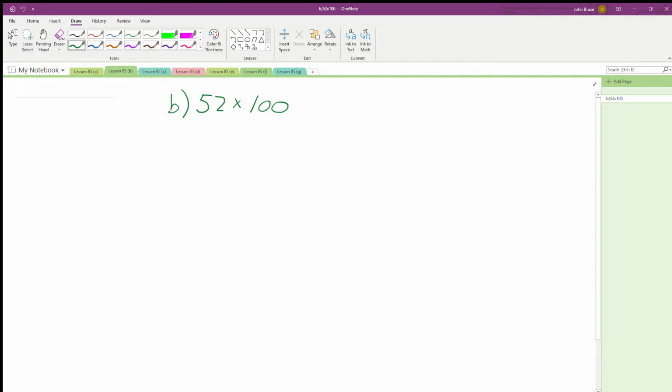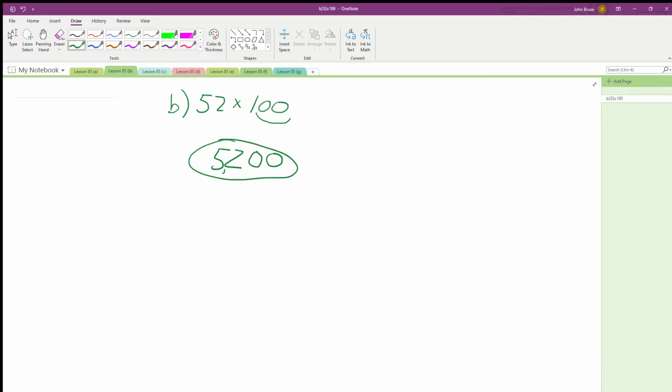On B, we're going to do the same thing. We're going to take 52. We're going to write down 52 in our heads. And then we need to count our zeros. The 1 doesn't change anything, but we do have 2 zeros here. So we're going to add 2 zeros to our answer. So our answer is 5,200.